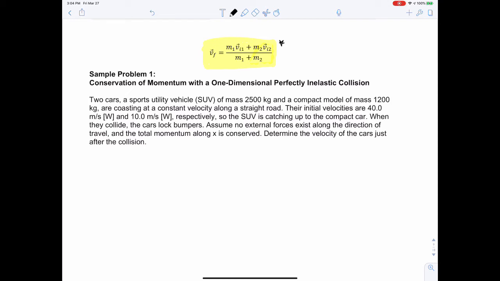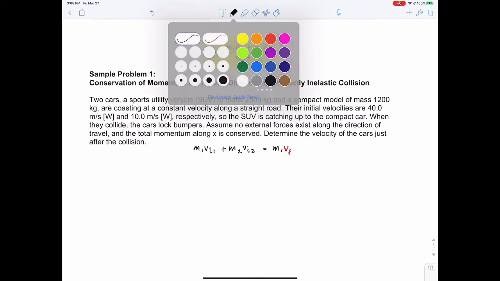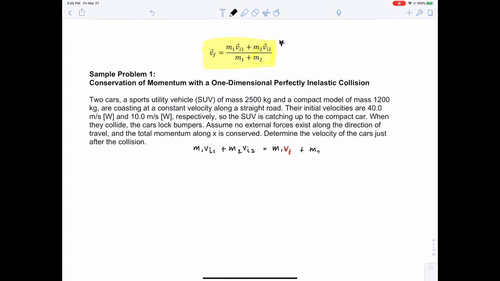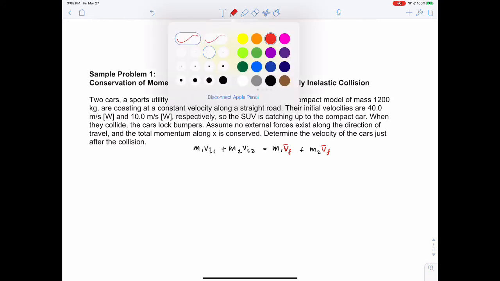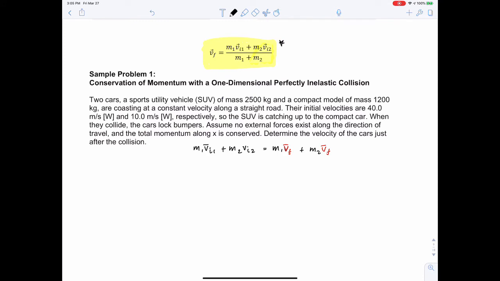So we know that the initial momentum, m1 v initial 1, for object number 1, the SUV, plus the initial momentum of the compact SUV will be equal to m1 v final. And I'm going to draw v final in red, and you'll see why in a minute, plus m2 v final, again in red. Since these two objects stick together, they'll share the same final velocity.